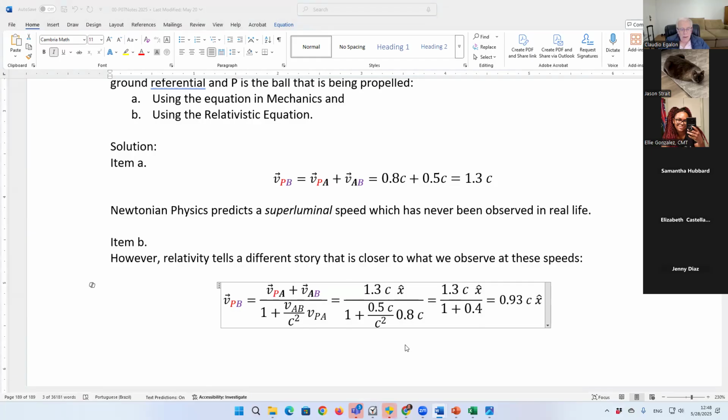And then you can play with those numbers, getting closer and closer to the speed of the light and see what you get. Okay? What you have to worry about for the exam.